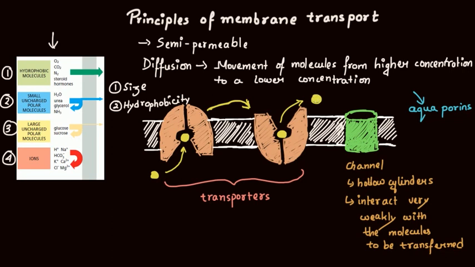So this is the basic mechanism of how a carrier works, and there are different kinds of carriers. There are glucose carriers, there are sucrose carriers, there are ion carriers, and ions can also be transferred through channels. So these carriers and channels are the basic two types of membrane proteins that help molecules to move in and out of the cell. And that's the basic principle of membrane transport.